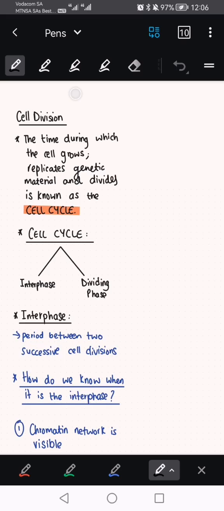But firstly, we need to get started with what is cell division, because in mitosis and meiosis we know that there is some sort of cell division happening. Now, cell division is the time during which the cell grows, replicates genetic material, and divides, and this is known as the cell cycle. It's the period in which the cell grows, replicates genetic material, and it's also part of the cell cycle.